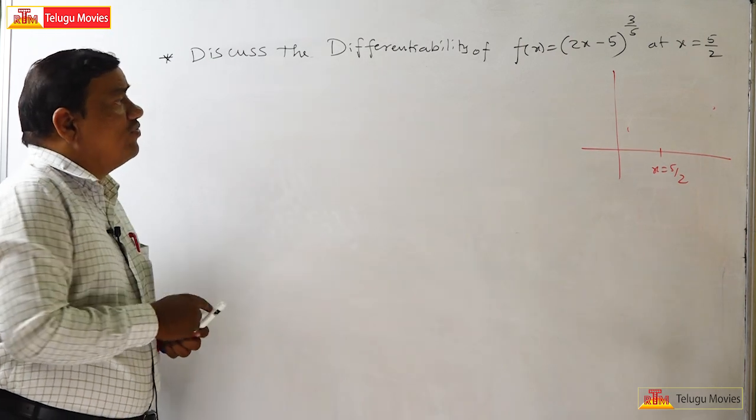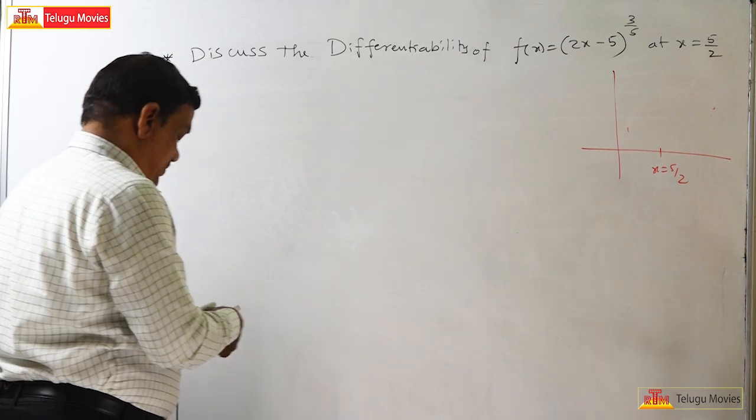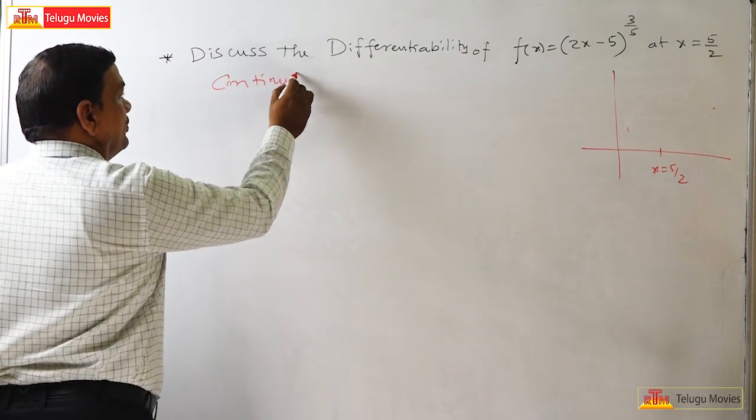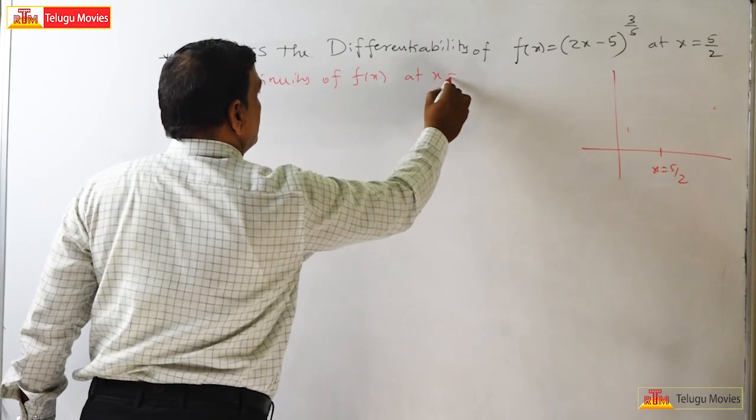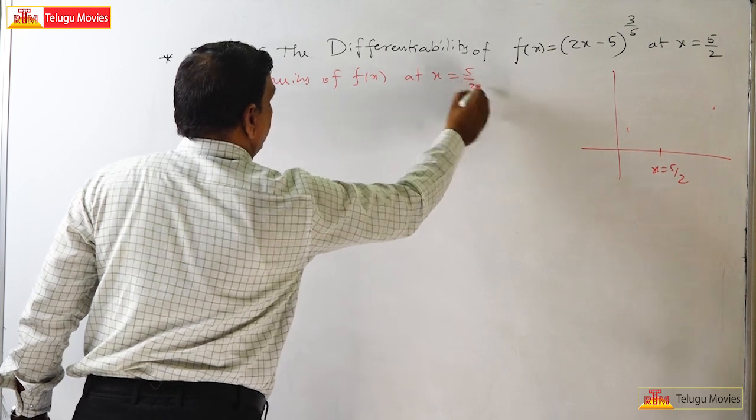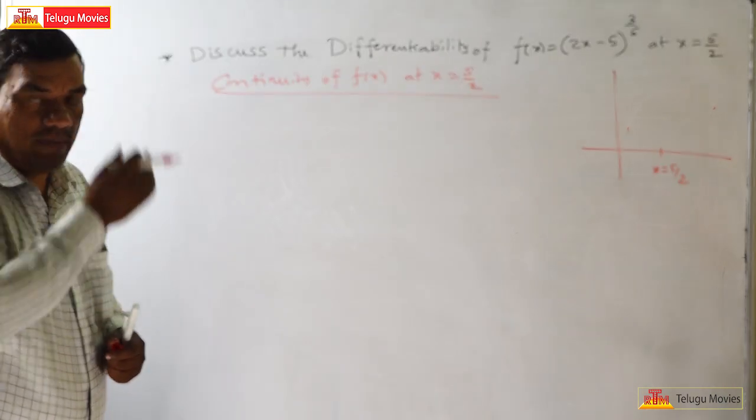First of all, we have to check the continuity of the function at x is equal to 5 by 2. So first of all, continuity of f of x at x is equal to 5 by 2.